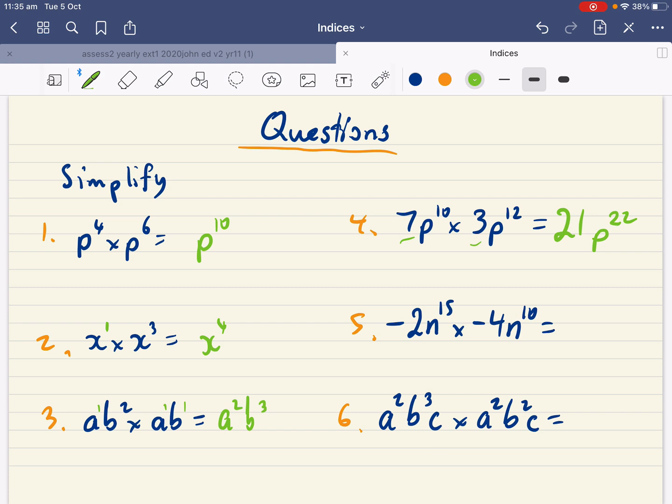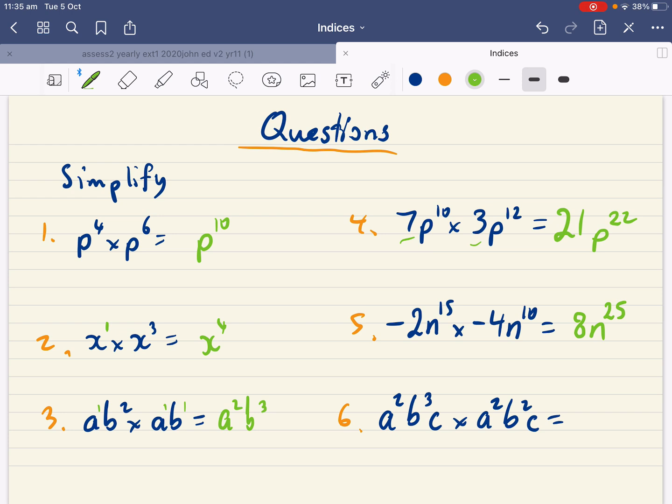All right, on to the last two. Minus 2 times minus 4. You could type it in your calculator if you wanted, but realistically, it's not that bad. 2 times 4 is 8, and the 2 negatives make a positive. So I'm just going to keep it as a positive 8. And then use our index laws for the next parts. Here you got 15 plus 10. That's going to be 25 right there.